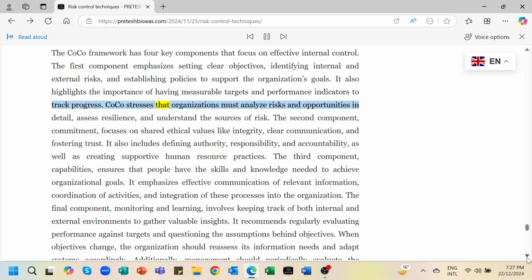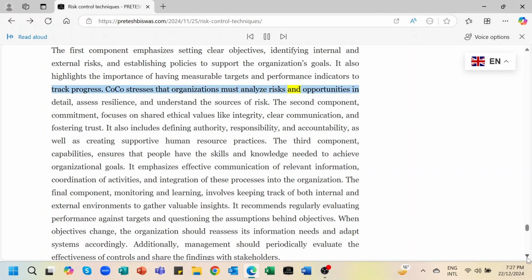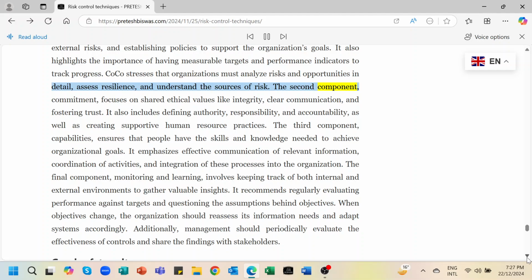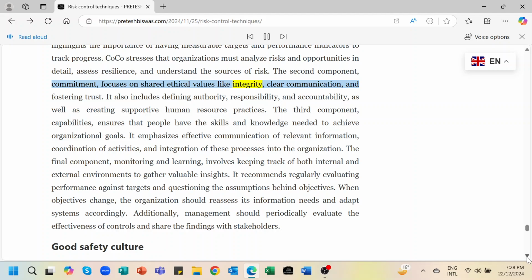COCO stresses that organizations must analyze risks and opportunities in detail, assess resilience, and understand the sources of risk. The second component, commitment, focuses on shared ethical values like integrity, clear communication, and fostering trust. It also includes defining authority, responsibility, and accountability, as well as creating supportive human resource practices.